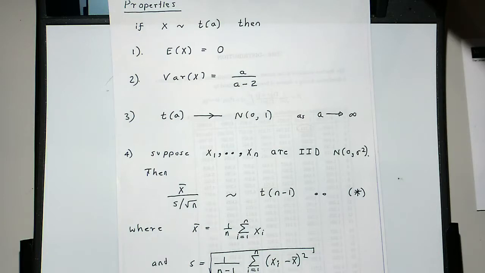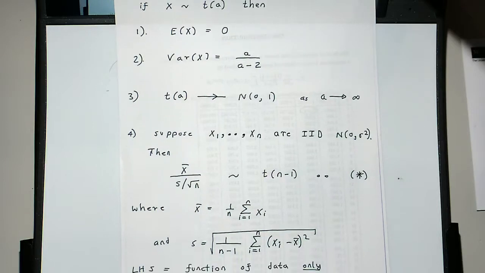Because if you look at the left-hand side, it involves only the data. There's nothing but the data. It's a function of the data, right? And the right-hand side is a distribution, which is the Student's t distribution, right? So you see it arises as the distribution of a function that involves data only, right? So hence that explains why Student's t is a sampling distribution, right? So these are properties I would like you to know.